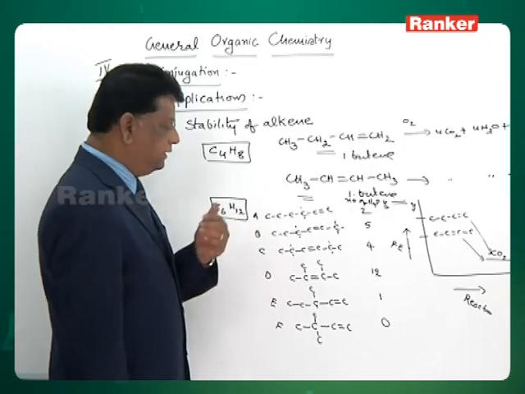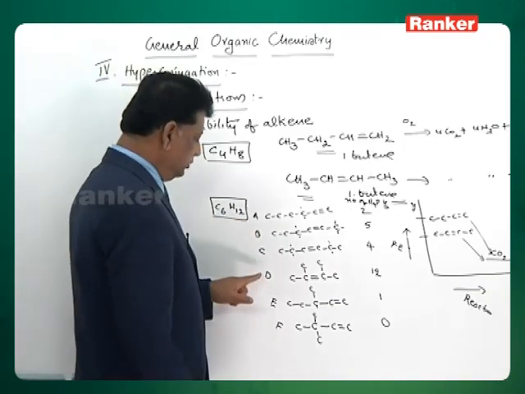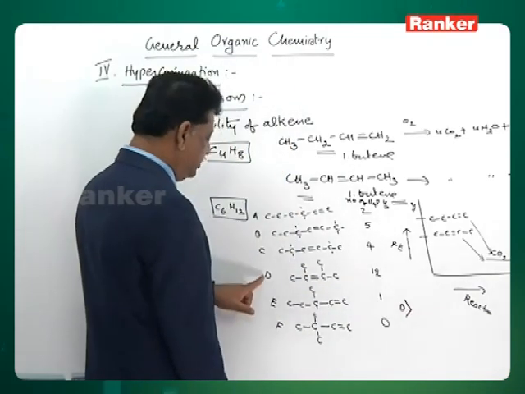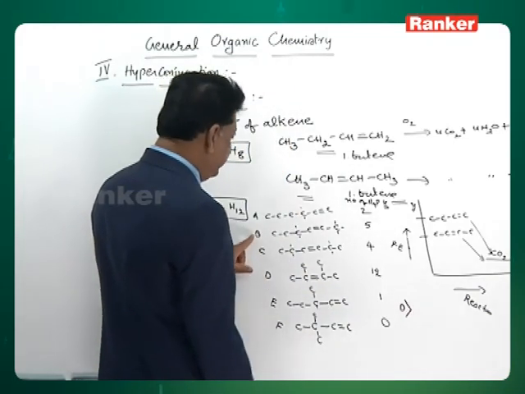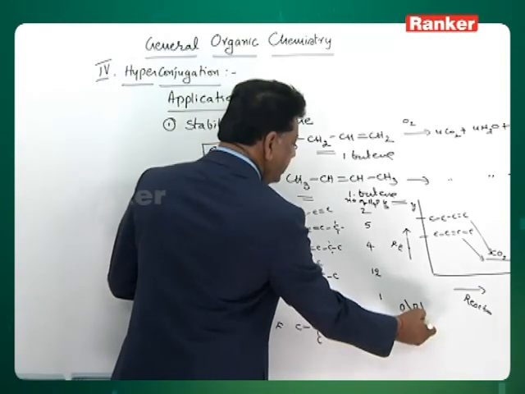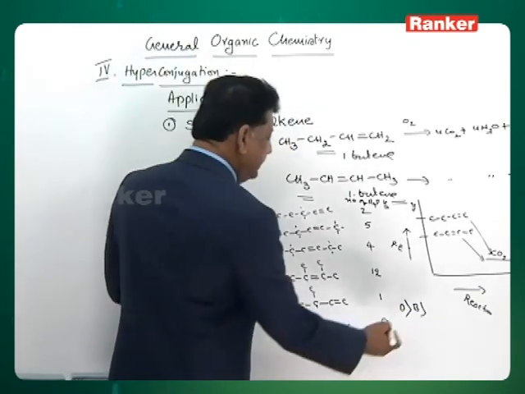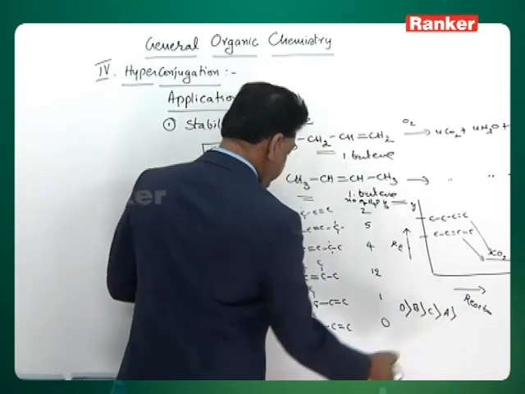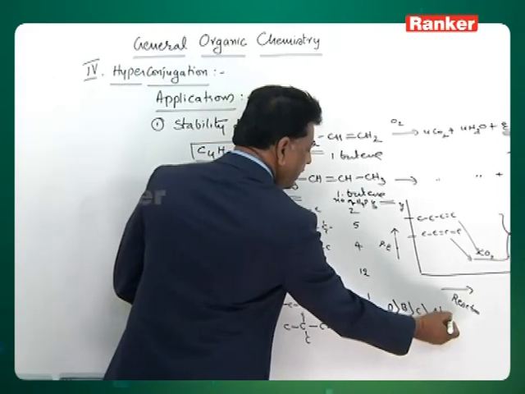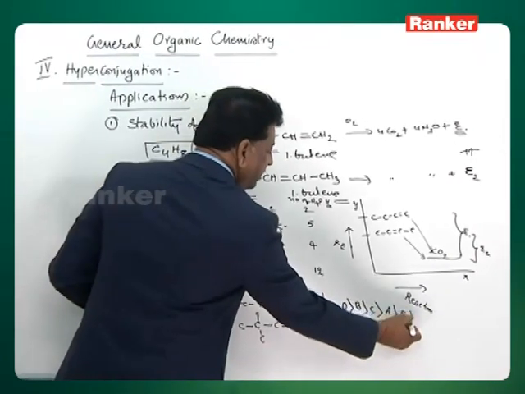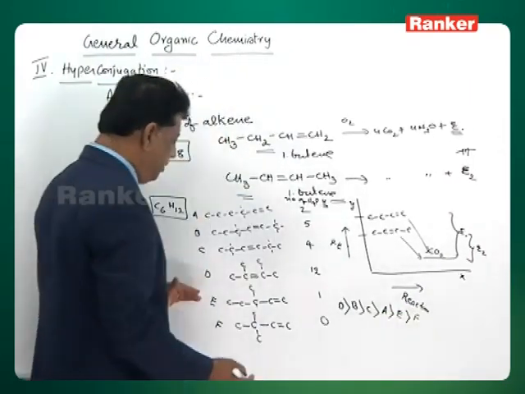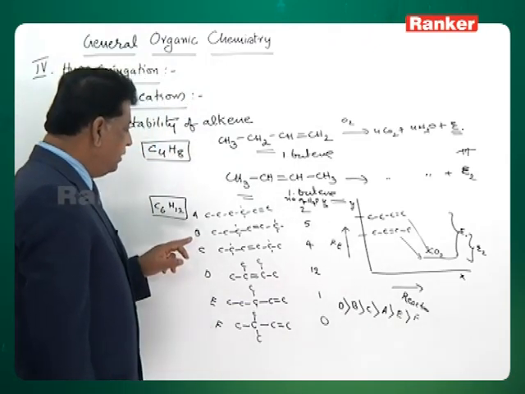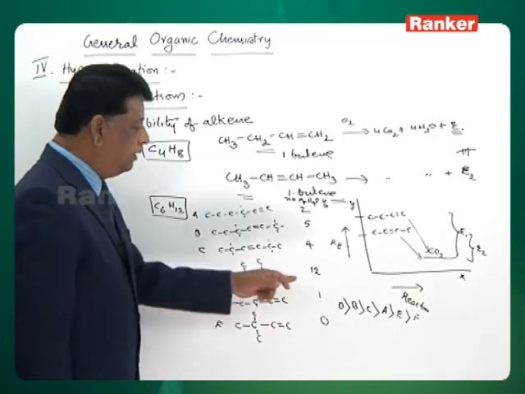Now arrange the stability order: the most stable comes D. So D is number 1, the most stable one. Then comes B. Then comes the 4 one, that is C. Then comes the 2 one, that is A. Then comes E. Then lastly F. That means when you burn all these compounds, maximum energy you will get from F, minimum energy you get from D. That is the stability order.